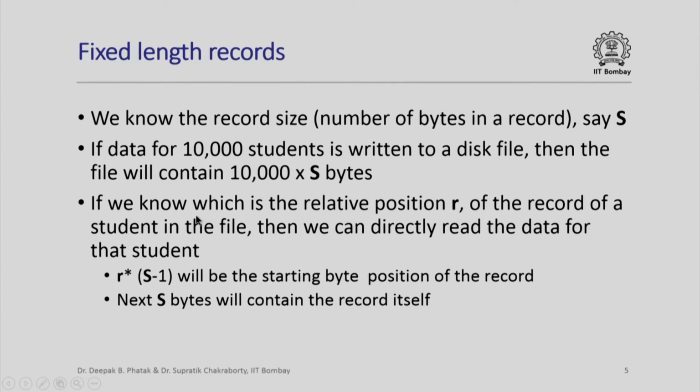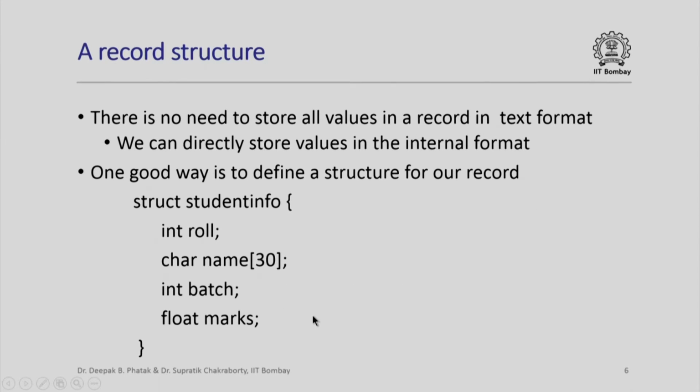More important, if we know the relative position of a particular record which we want to access, let us say that position is R, then we can directly read the data for that student by simply going to (R minus 1) into S th byte, because this will be the starting byte position for the record of that student. The next S bytes will contain the record itself. So, this is the great advantage of using fixed length records in direct access files. Of course, in this particular session, we are merely going to create a binary file amenable for direct access.